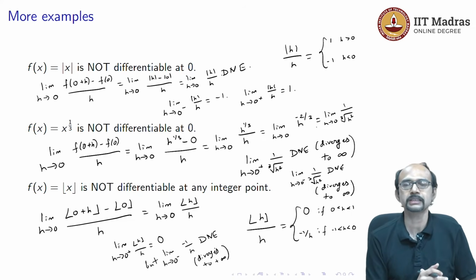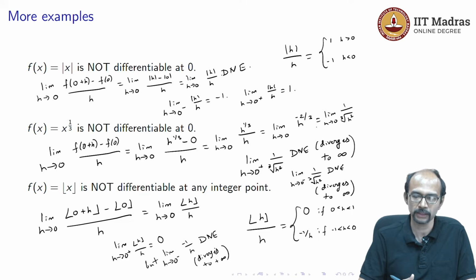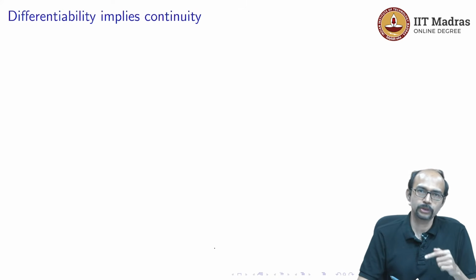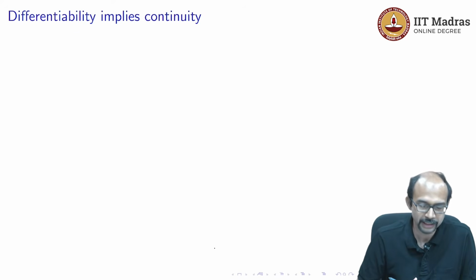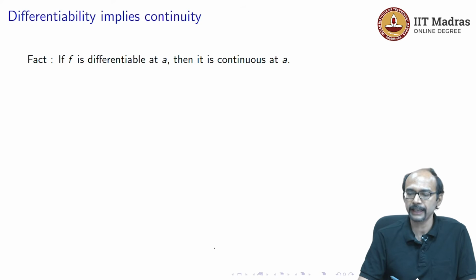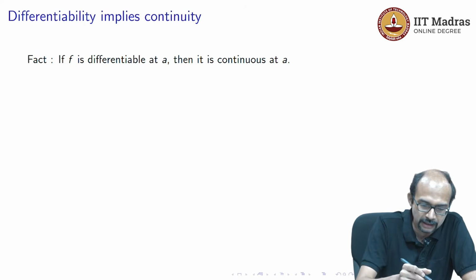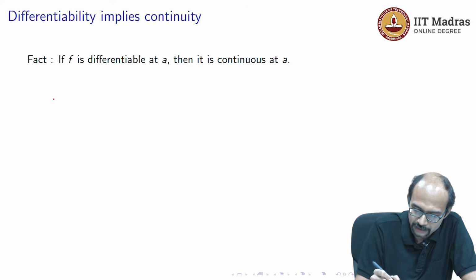Okay. So, all the results that we have proved or seen in the previous videos have now come to help us in checking whether a function is differentiable or not for these elementary functions. Let us put that last example in a more general context. Differentiability implies continuity. So, if f is differentiable at a, then it is continuous at a. Why is that? Let me sketch out the argument.